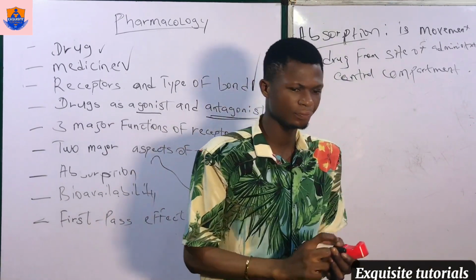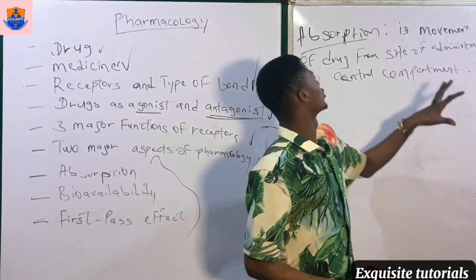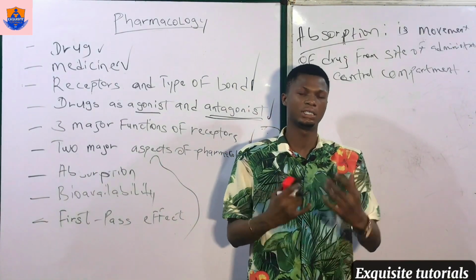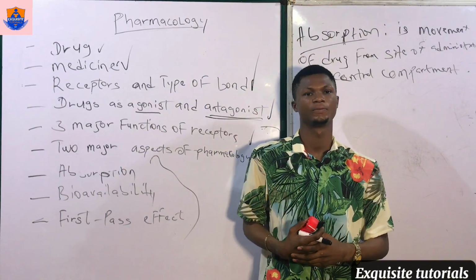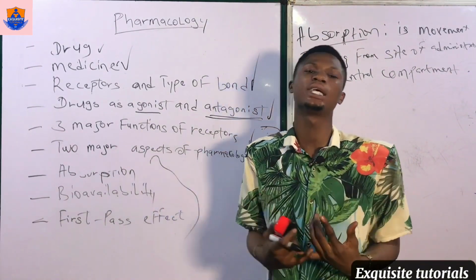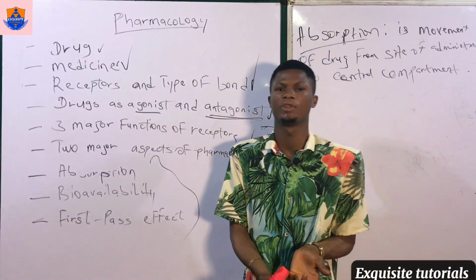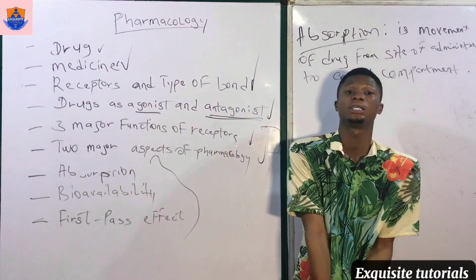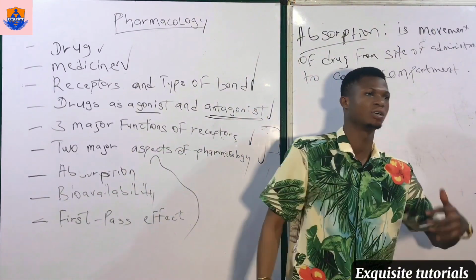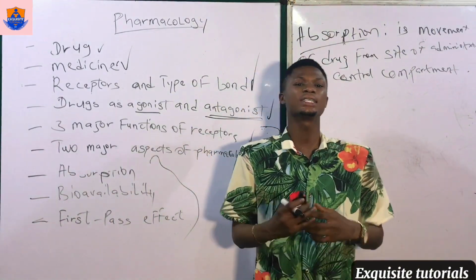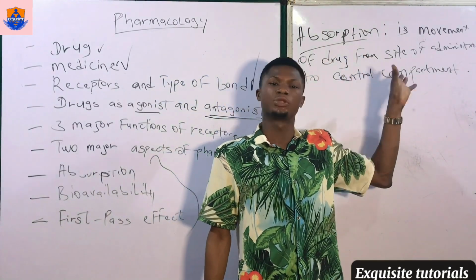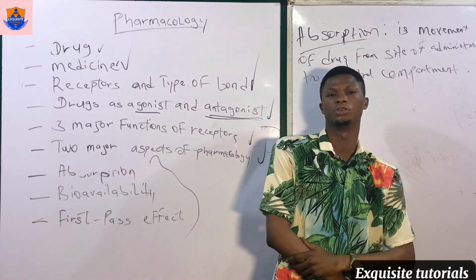Now, this is part of what the body does to the drug. Different drugs are absorbed in different ways. Now, let's say, for example, there are some drugs that are formulated as tablets. There are some drugs that are only formulated as injections. There are some drugs that are formulated as tablets, injections, and everything. Now, these things are done understanding the absorption of the drugs.